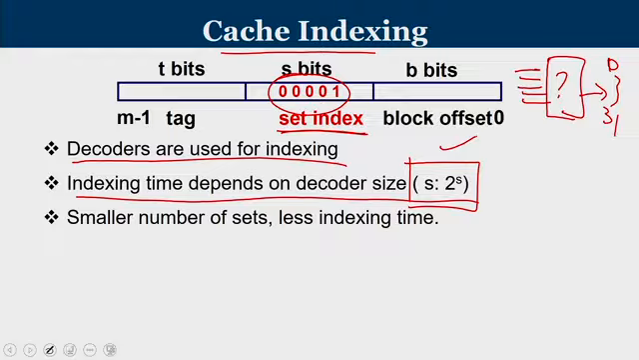When the cache memory is big, meaning you have more sets, it will take more time to index, because you are using a bigger, more complex decoder, and it will take more time to return the word. So the smaller the number of sets, the less the indexing time, and the less the cache access time.